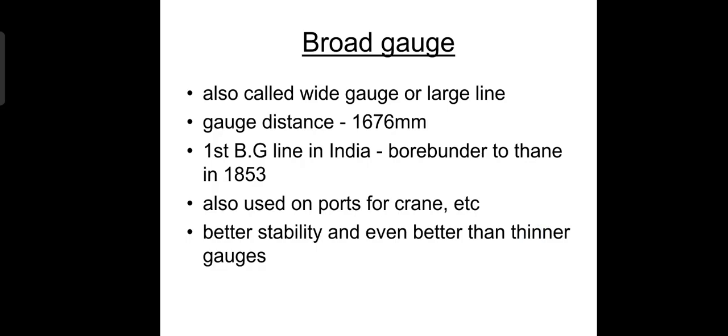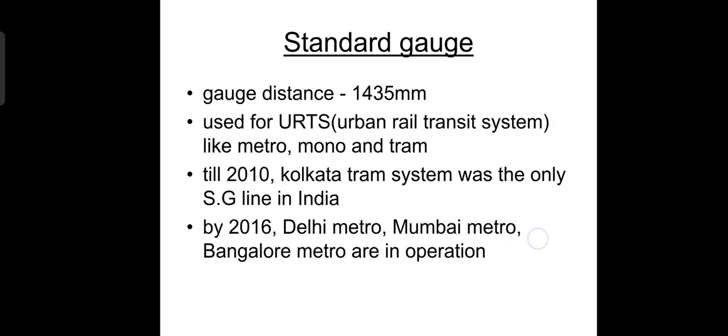Broad gauge. It is also called wide gauge or large line. The gauge distance is 1676 mm. The first broad gauge line in India is Porbandar to Thane in 1853. It is also used on ports for cranes etc. It has better stability and is even better than the thinner gauges.